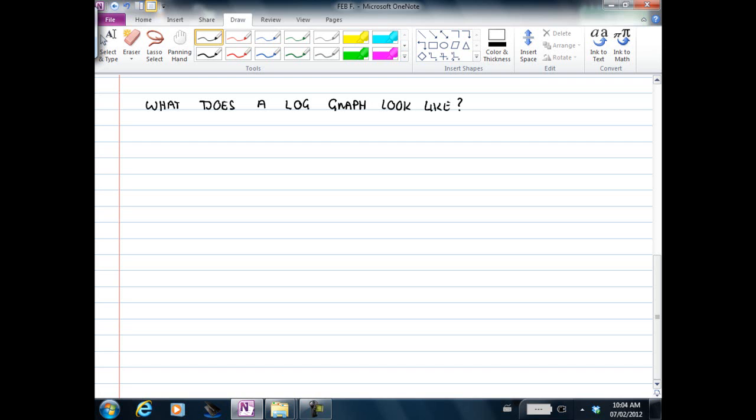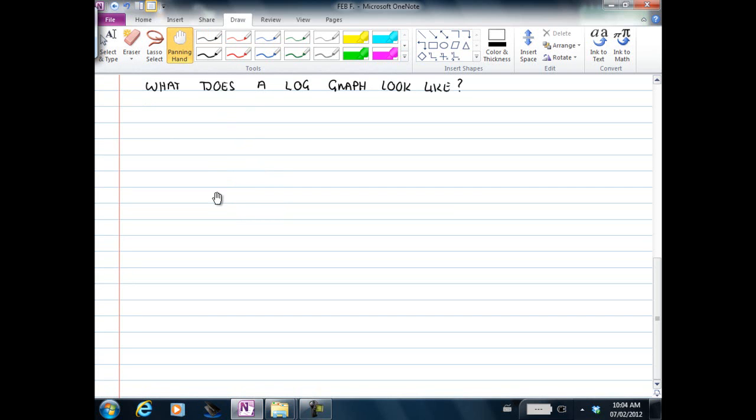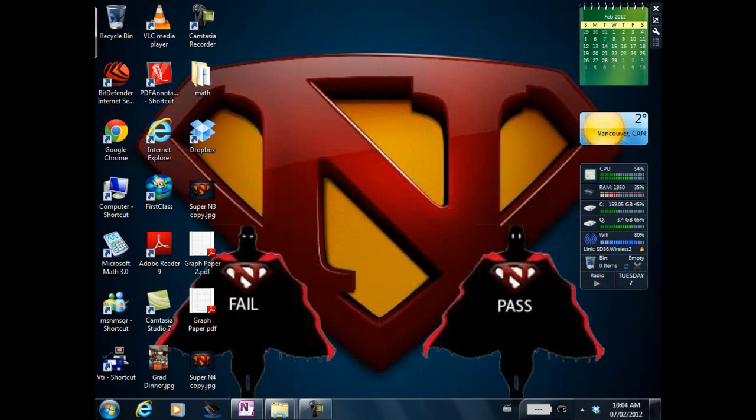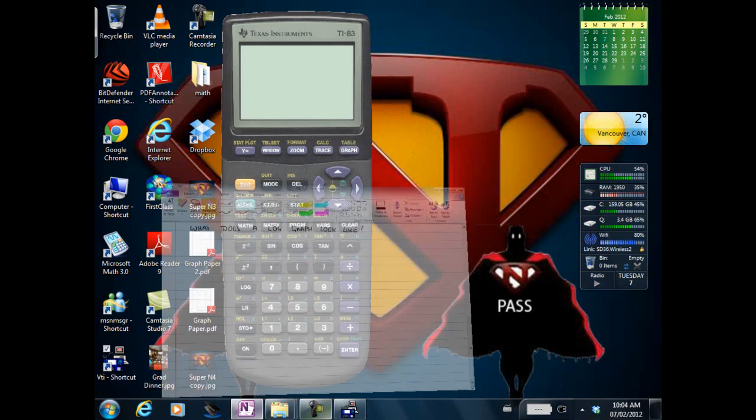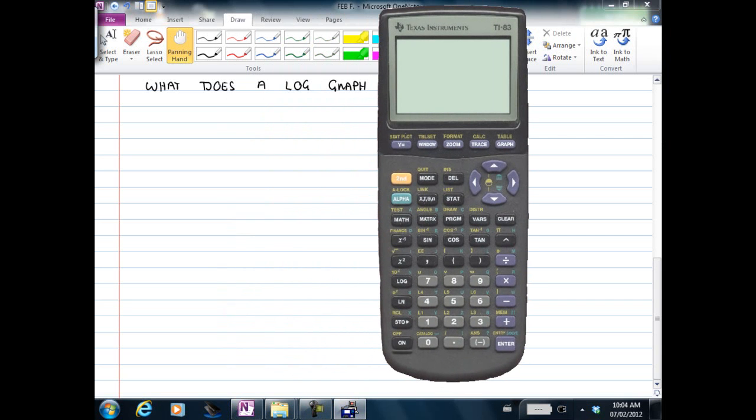Now, to do this we can just play around with our calculator and get a visual idea. If you have a graphing calculator, now's a good time to pull it out, and we're going to see what a log graph looks like. If you have your TI-83. Actually, you just look up here, guys. I'm going to input this formula, and you're going to see what it looks like.